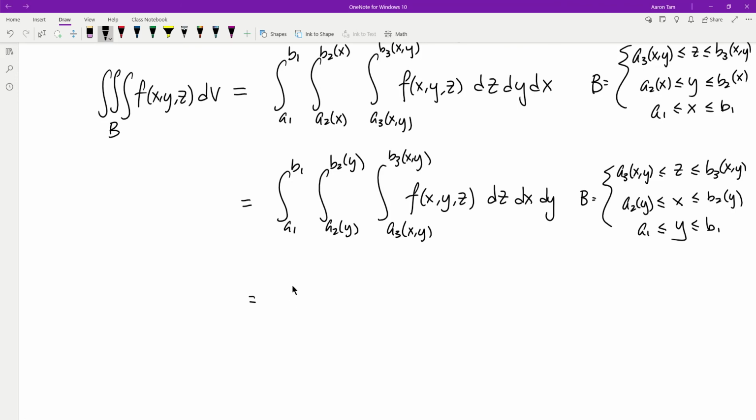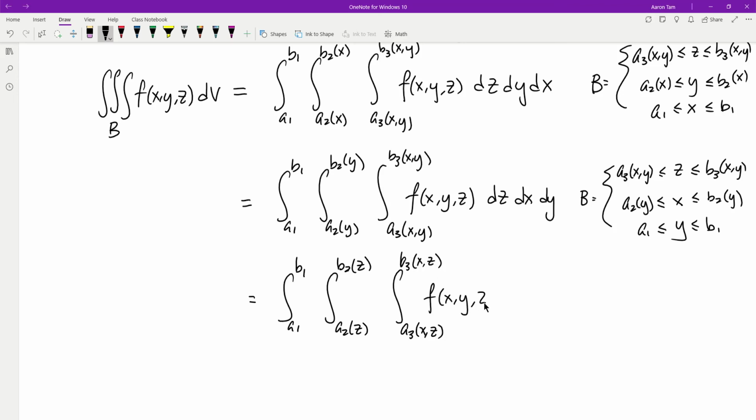So maybe this one we do something like this. So now by looking at the way the limit is, can you identify the order of integration? So if you want to pause the video and take a minute to think about it, you should, because I'm going to continue. Okay? So if I'm looking at this correctly, I would say this would be dy, dx, dz.